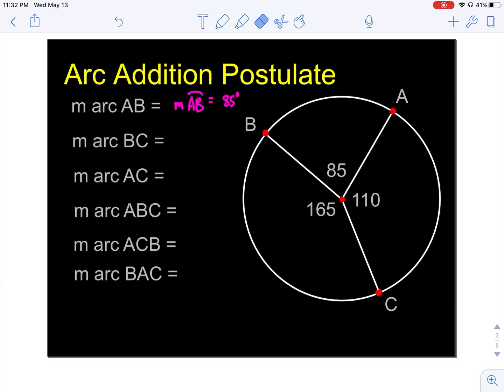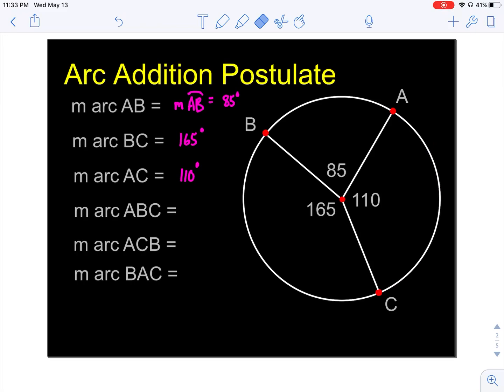BC, if you go from B to C, that's going to be right here at 165 degrees. AC is going to be from there to there, which corresponds to the angle of 110 degrees. So we'd say the measure of arc AC is 110 degrees.